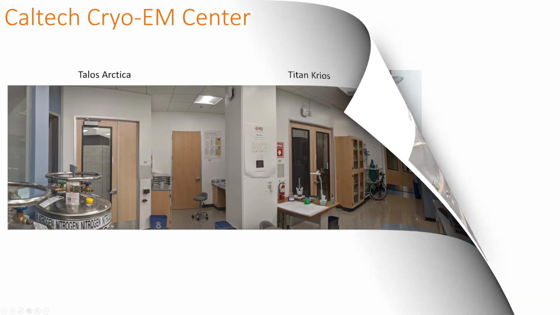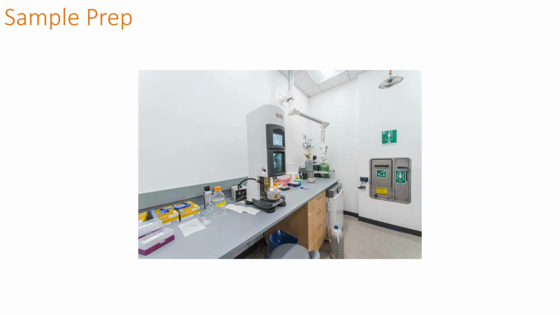This is a view inside our sample prep room. In the center we have a Vitrobot which is used to prepare the grids. We can apply our sample through the side ports into a chamber that can be maintained at a specific temperature and humidity. Once applied, excess is blotted off with these pads, and then it's rapidly plunged into liquid ethane maintained in this cup. In this room, we also have a biosafety cabinet to allow for work on BSL-2 material.